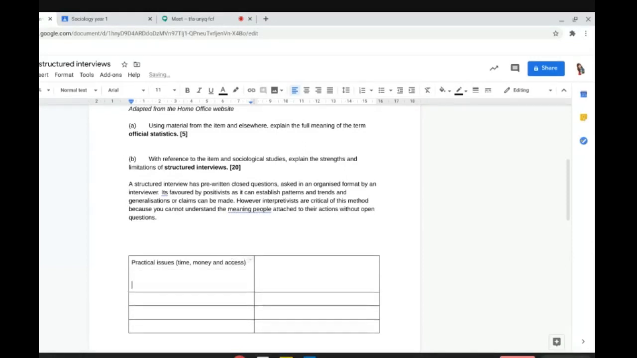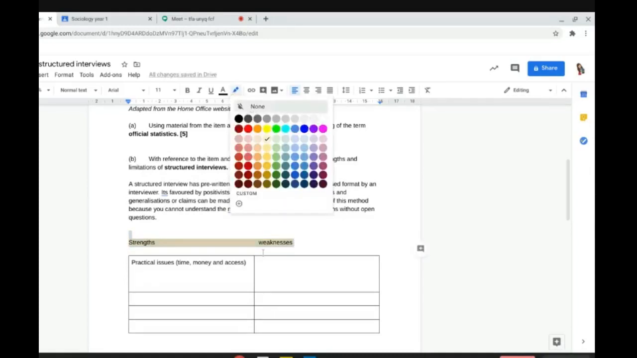And I've done it as 2 boxes because I need strengths this side and then weaknesses this side. Again, it wants to highlight everything for me. So strengths this side, weaknesses this side.